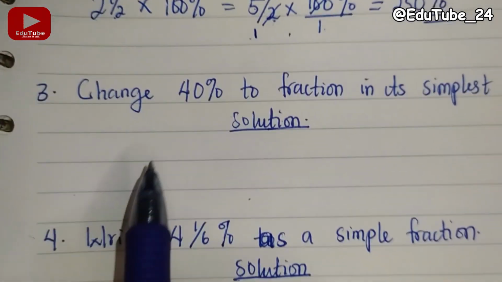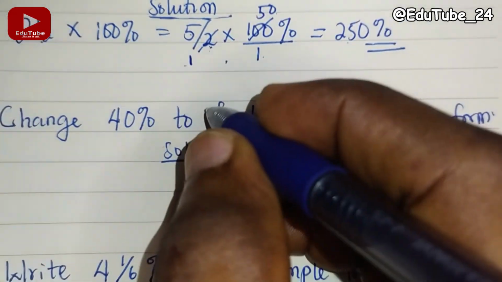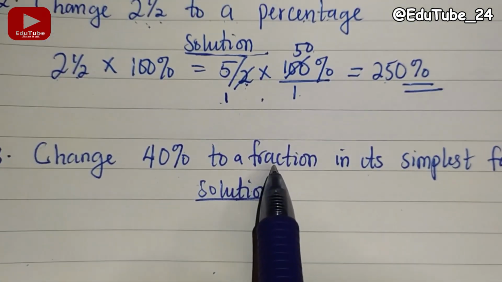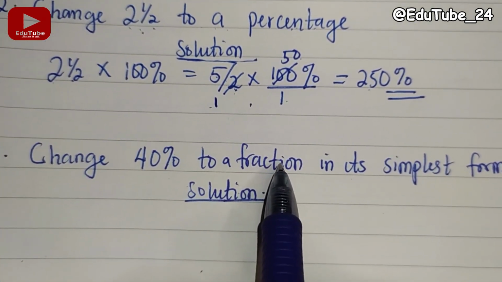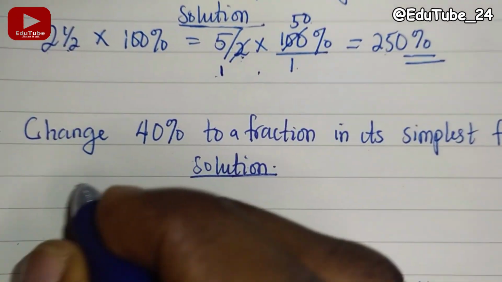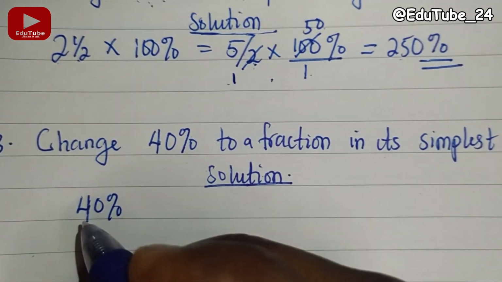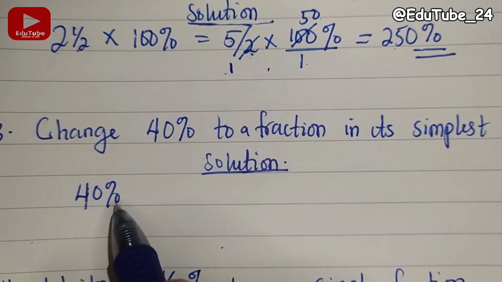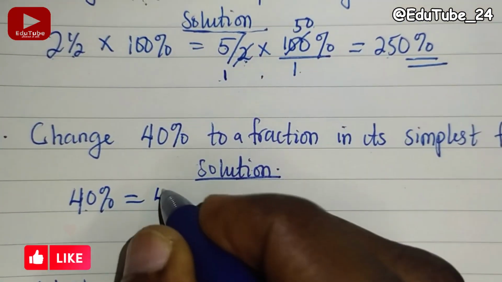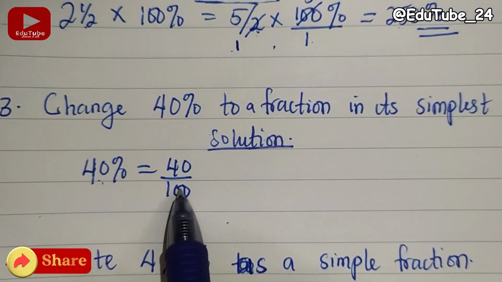Then example 3 says change 40% to a fraction in its simplest form. So we are doing the otherwise now. We are not changing to percentage. This time around, we are changing the percentage to fraction. To do that, remember that percentage means by 100 or out of 100. So 40% means 40 out of 100. Naturally, we have converted this percentage to a fraction.